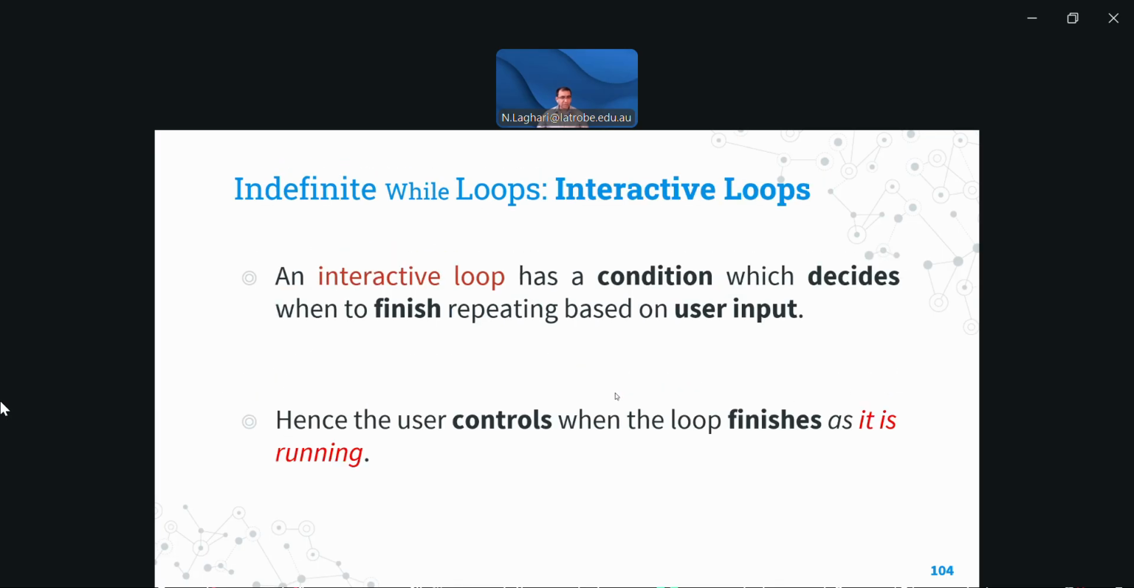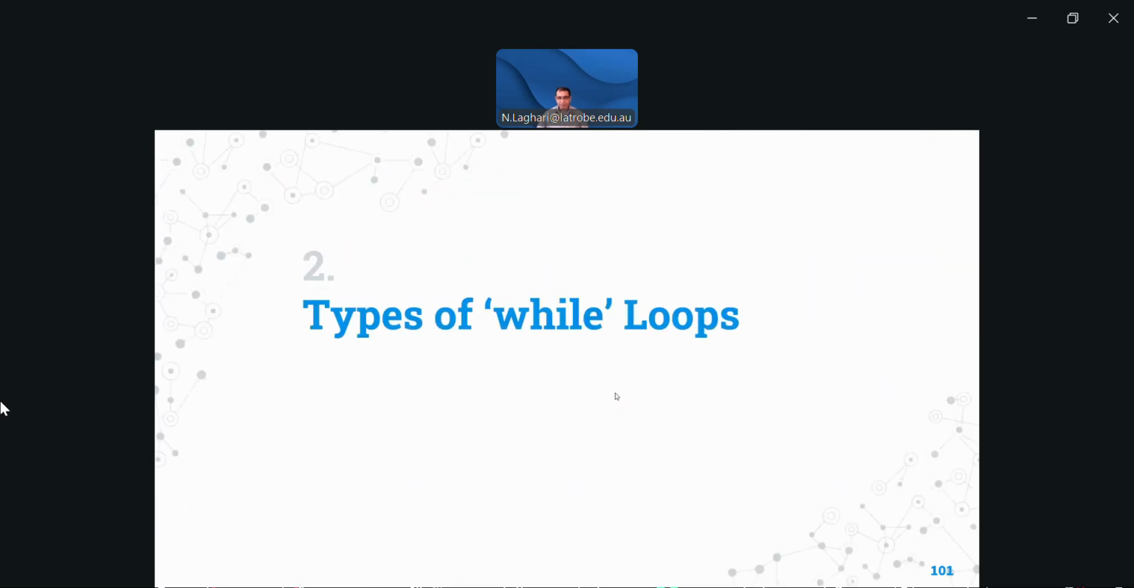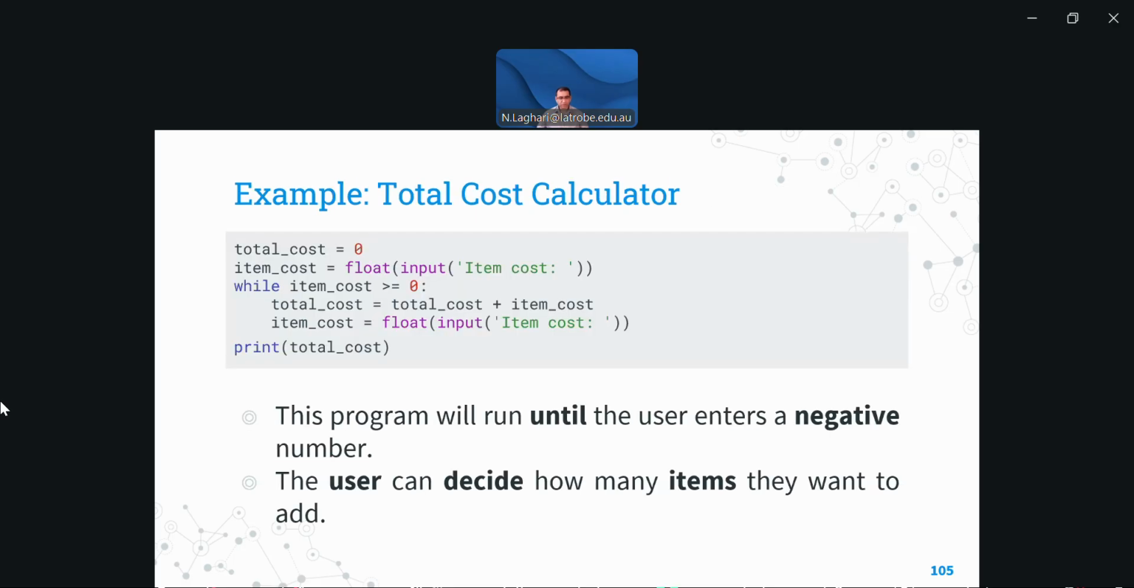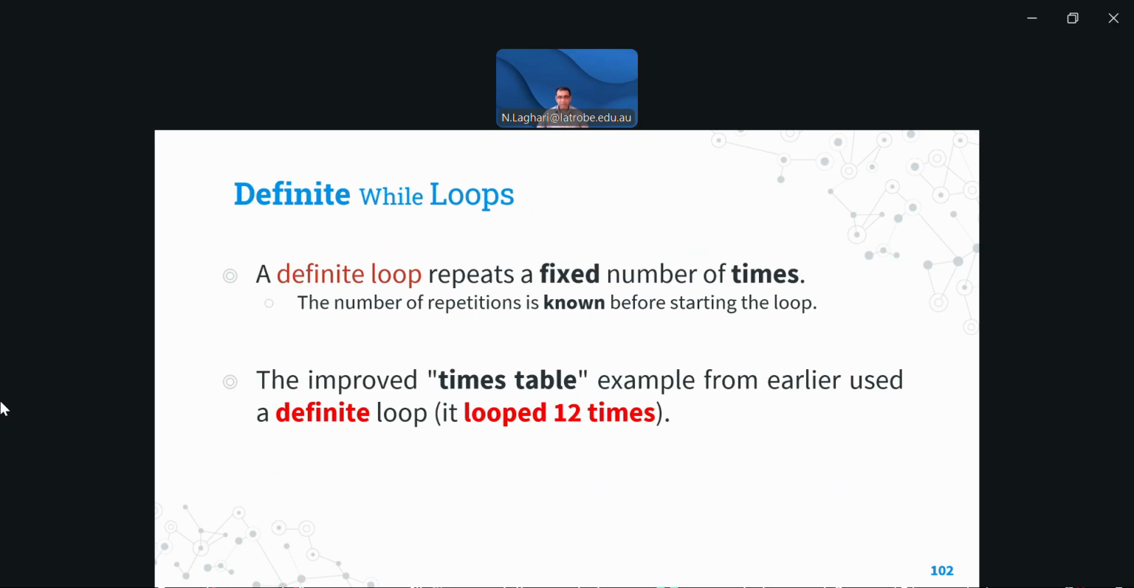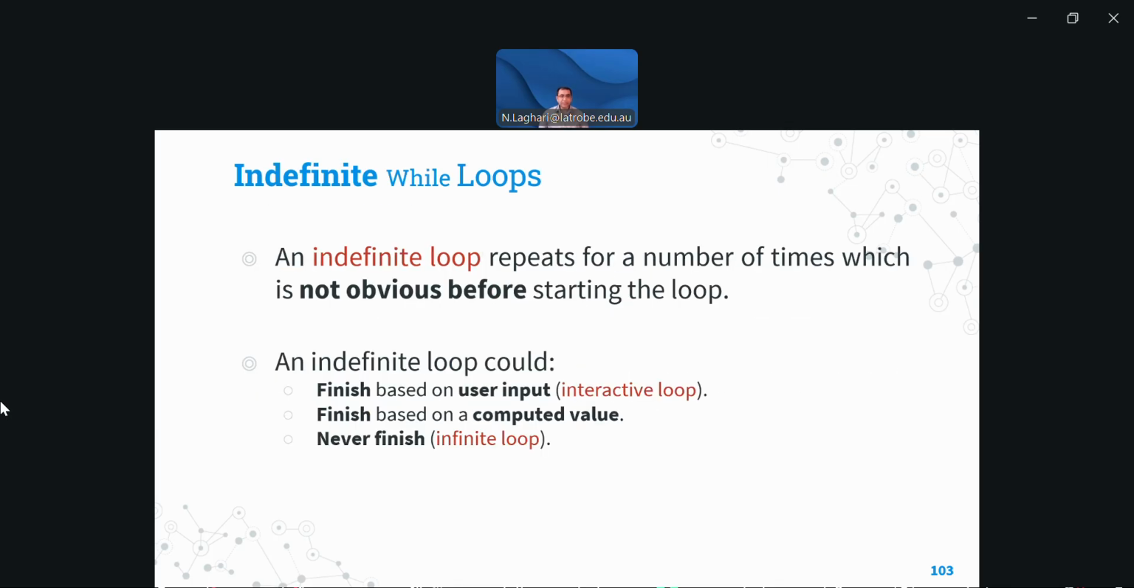We'll see it in an example somewhere. An indefinite loop repeats for a number of times which is not obvious before the start of the loop. So the condition that stops the loop occurs inside the loop body. So that is an indefinite loop.